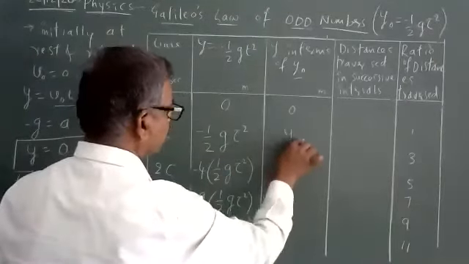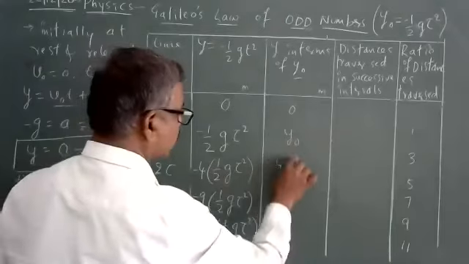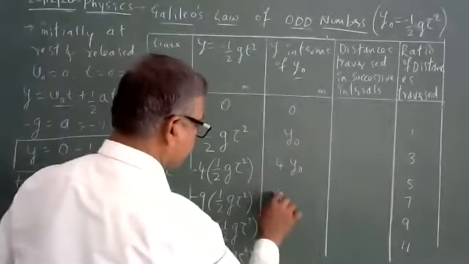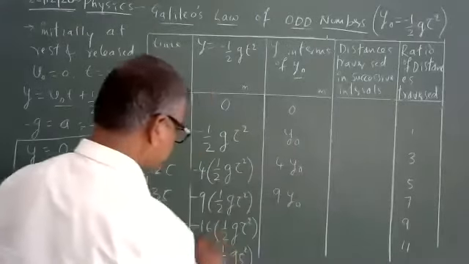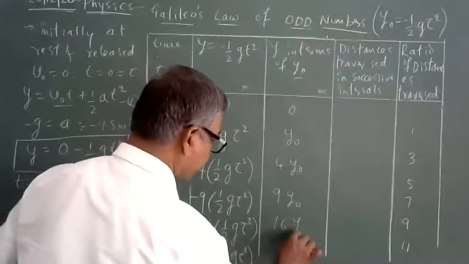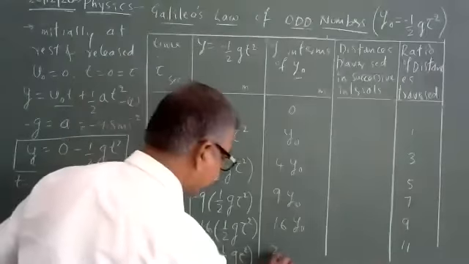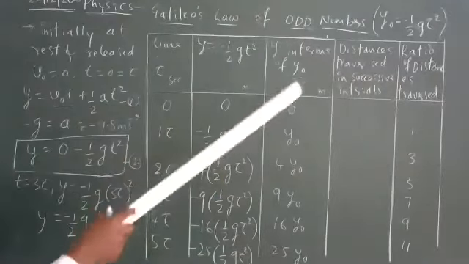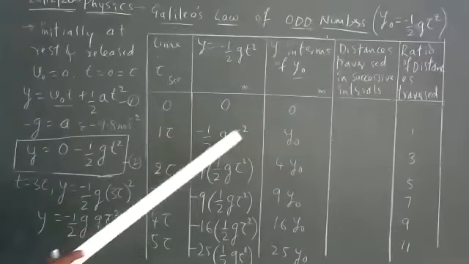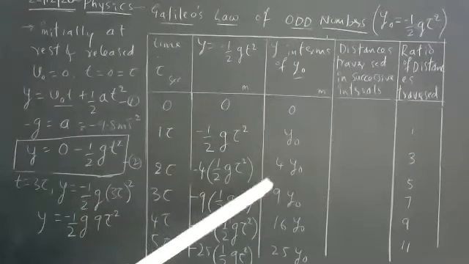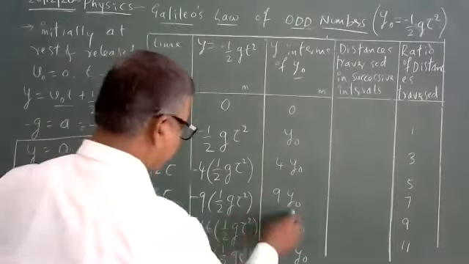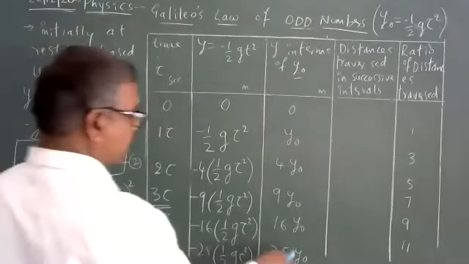This is y naught. This is 4 times y naught, because minus I have taken inside. It becomes 9 times. This becomes 16 times. Then it becomes 25 times y naught. So what is y is equal to 0, y equal to y naught, y equal to 4 times, y equal to 9 times when the time is 3. So I am writing, when the time is 4 tau, it becomes 16, it becomes 25.